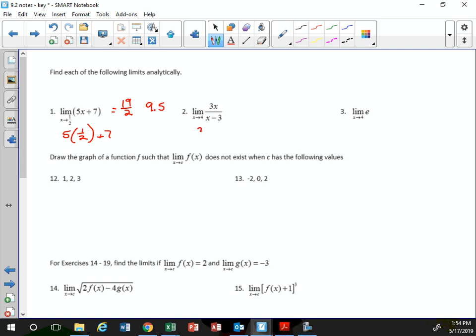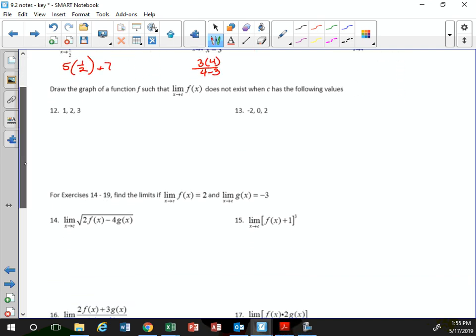Okay, plug a 4 into the next one. 3 times 4 over 4 minus 3. What'd you get? 12. And what do we get on 3? E. E is the number, guys. But it said the limit of pi as x approaches 4. That's just pi. Okay? It's a constant, so it is that number. Okay. All right, 12 and 13.